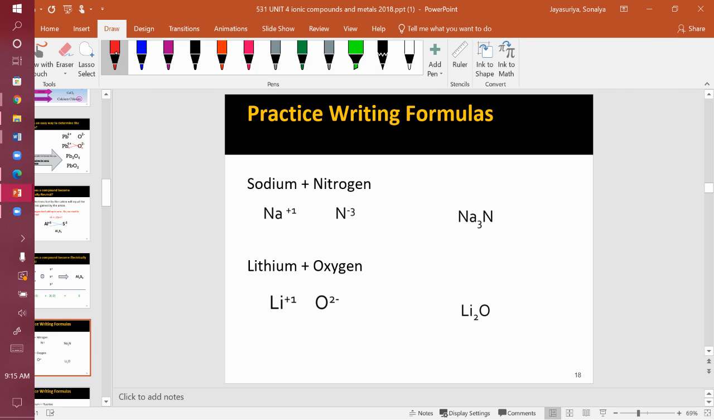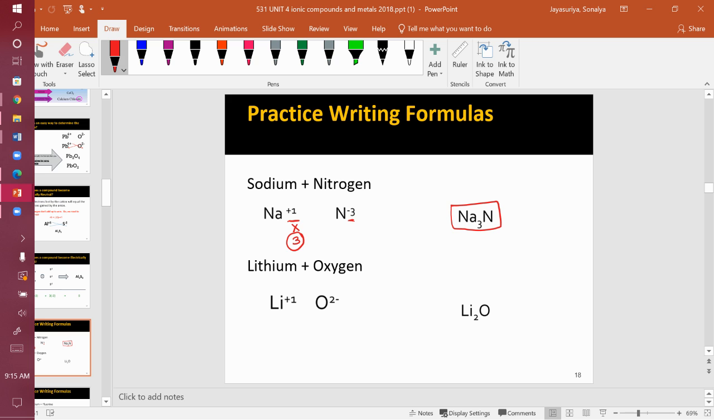Remember, we looked at sodium. Sodium is Na. Sodium is in group 1, therefore has a plus 1 charge. Nitrogen is in group 15, therefore has a minus 3 charge. So we had to multiply sodium by 3 so that we match up the negative 3 charge. Plus 1 times 3 is plus 3. Plus 3 and minus 3 cancel out. And here is your compound. The multiple becomes your subscript, right?